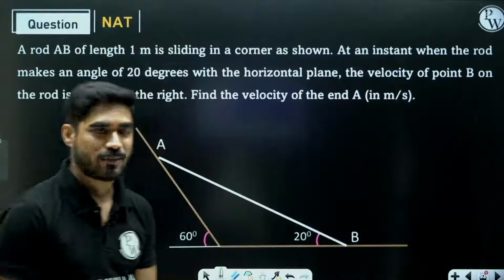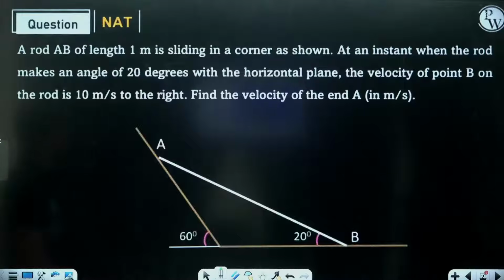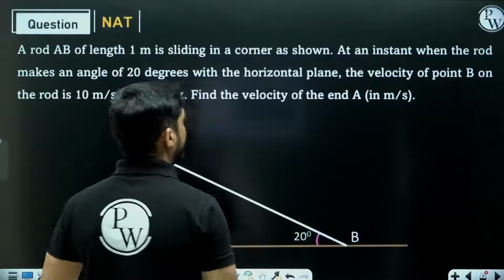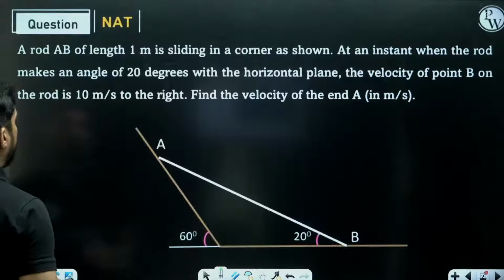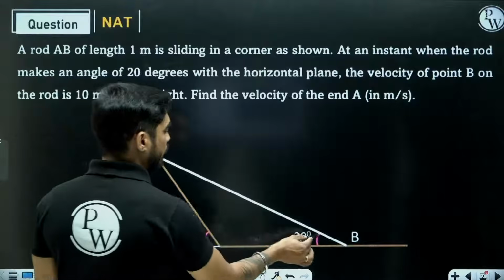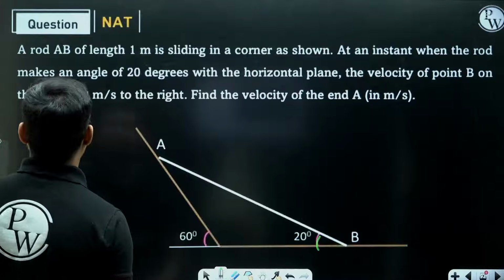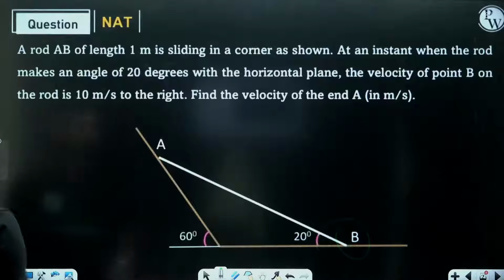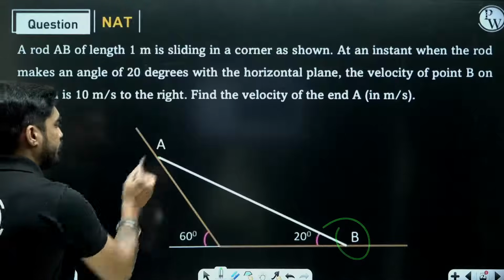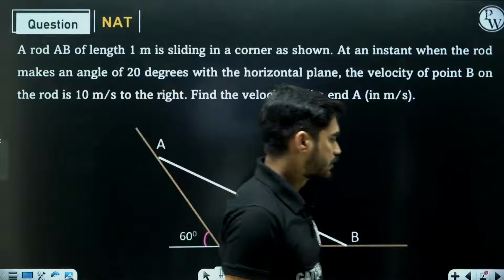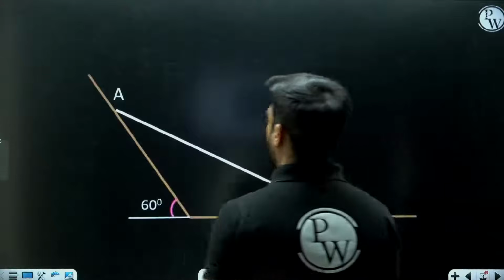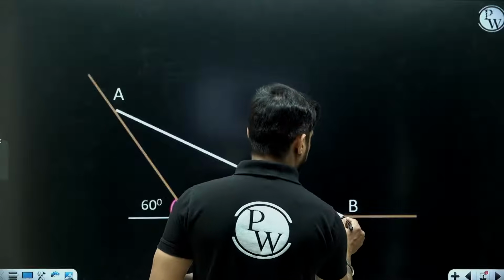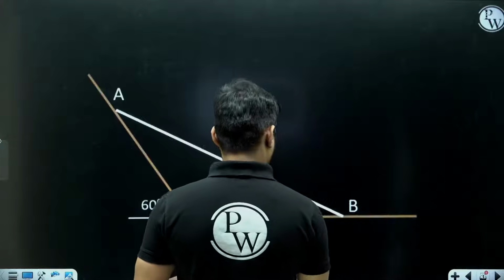A rod AB of length 1 meter is sliding in a corner as shown in figure. At an instant when the rod makes an angle of 20 degree with horizontal plane, the velocity of point B on the rod is 10 meter per second to the right. Find the velocity of the end A. So here the body is in general motion. We know the direction of velocity of point B and point A, right?